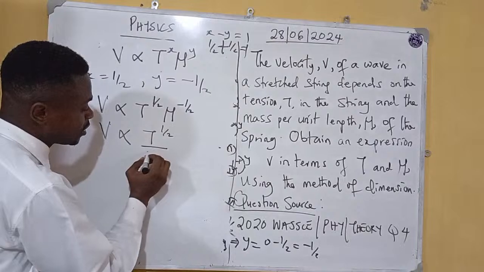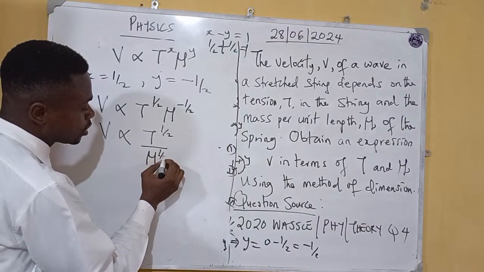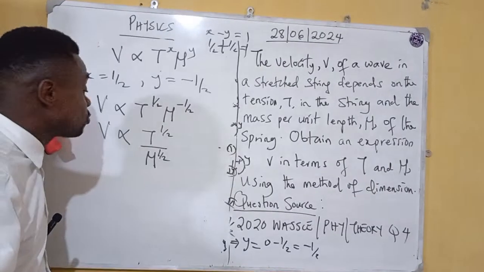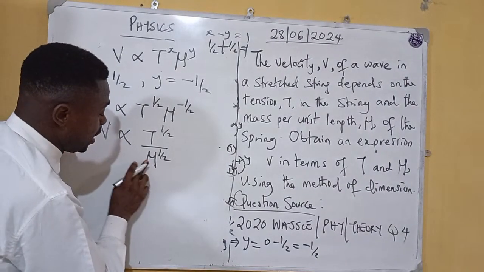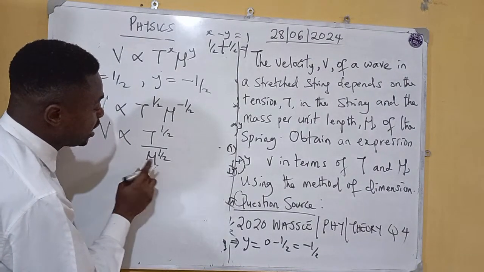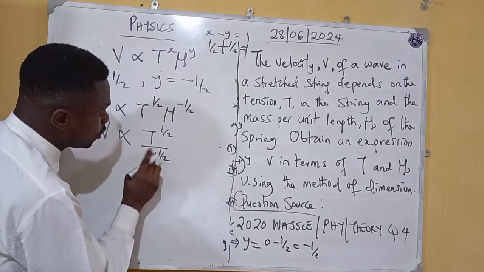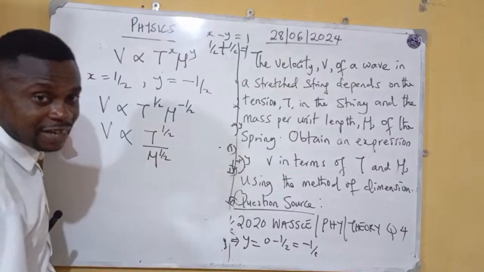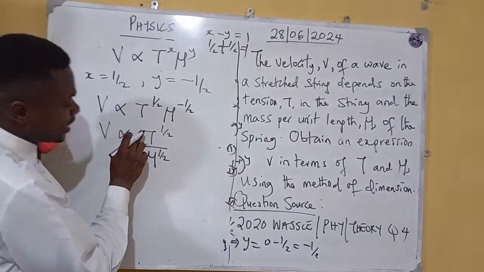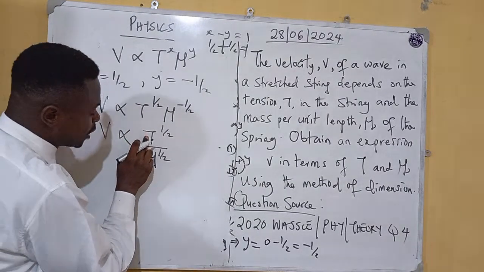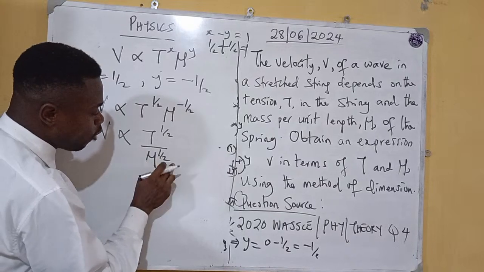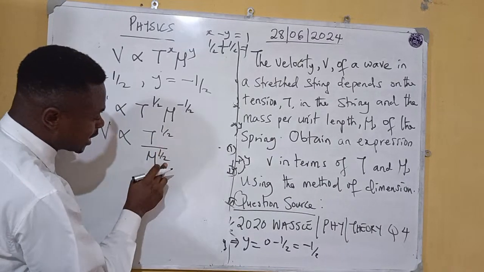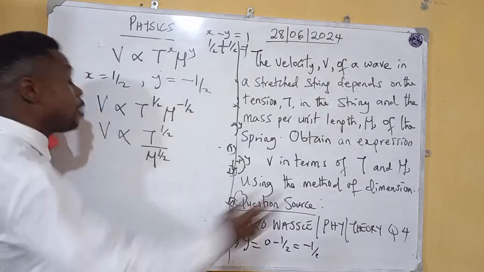So we have something like this. Mu raised to the power what? Half. The negative sign, this is the inverse. In indices, we call it the inverse law. So this thing will now come down. The negative sign will disappear. So we have mu raised to the power half. Remember that if you have tension raised to the power half, over mu raised to the power half, there's half here as the power, there's half here as the power. So there's common power. So the power will come up for two of them.